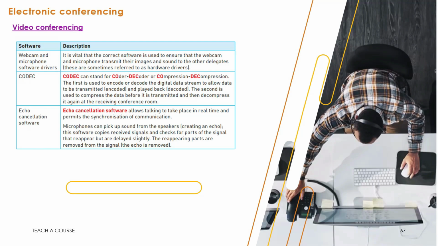So this is what happens when you are on a video conference. Okay, so the software themselves that we use, like Zoom, Google Meets, they've been created in such a way that they have got echo cancellation and the codec. This is what goes on in the background. It is encoded, decoded, compressed, and then decompressed.